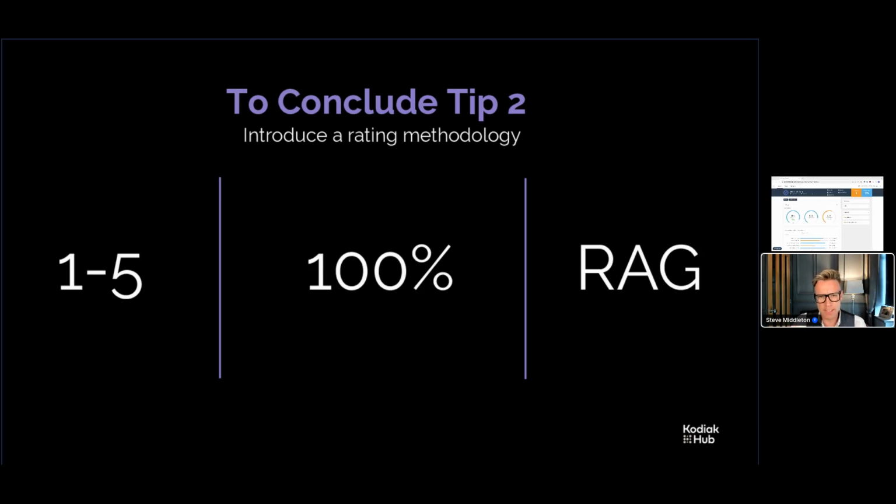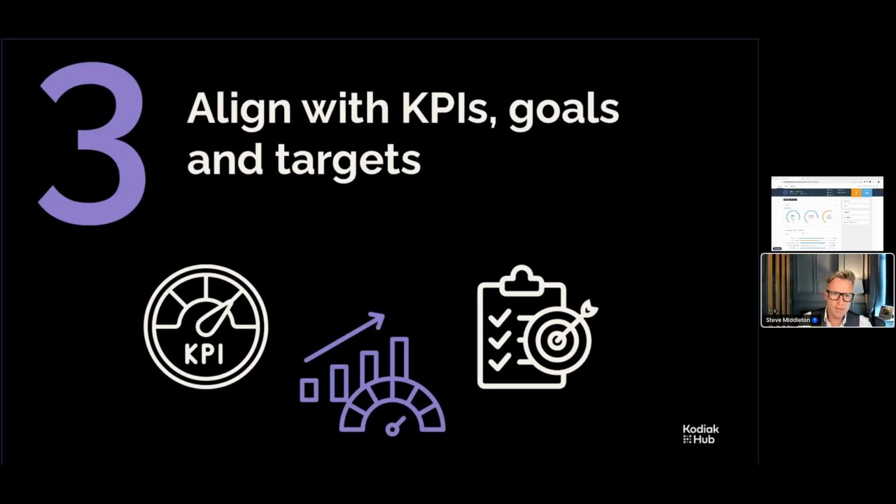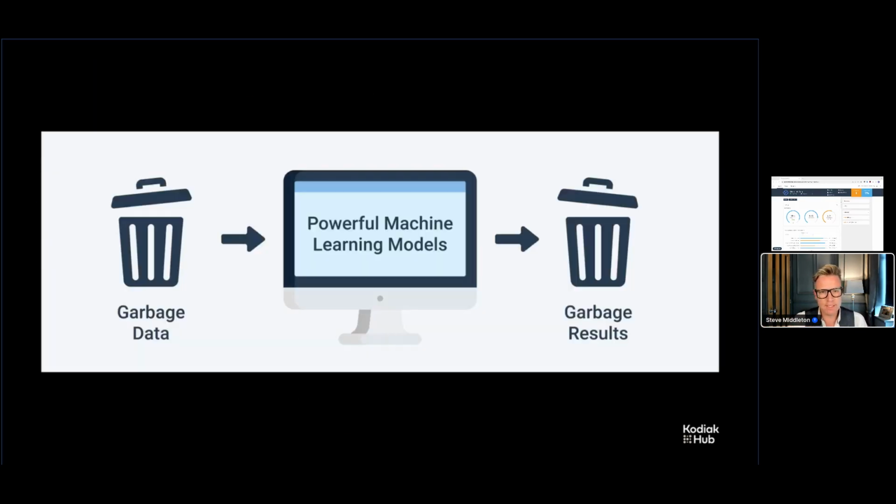Which leads me nicely onto tip number 3, which is talking about the alignment with KPIs, goals, and targets. We often say at Kodiak Hub, you cannot achieve a goal without first setting a goal. Furthermore, we say you cannot manage what you cannot measure. KPIs, targets, acceptance criteria are the foundation to any supplier rating, which makes them one of the pillars for powerful supplier scorecards.